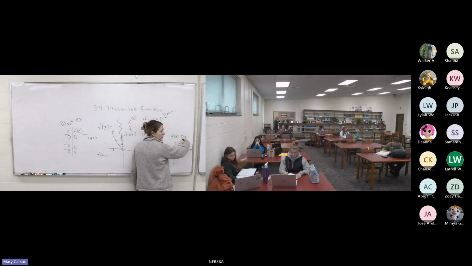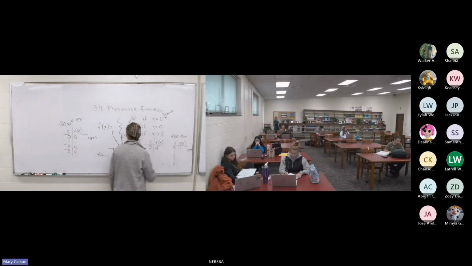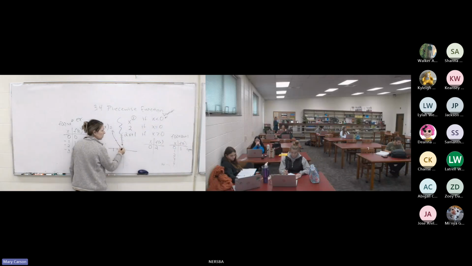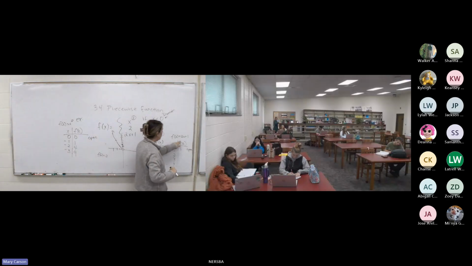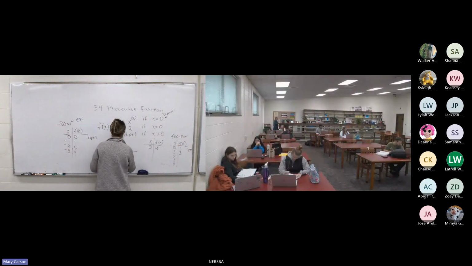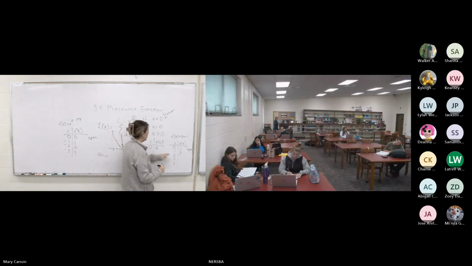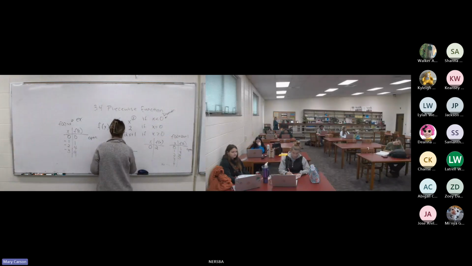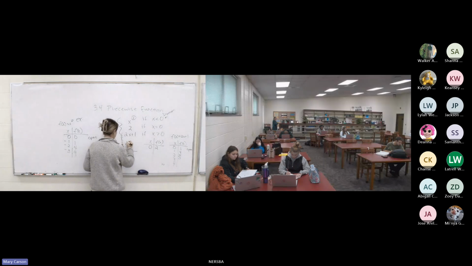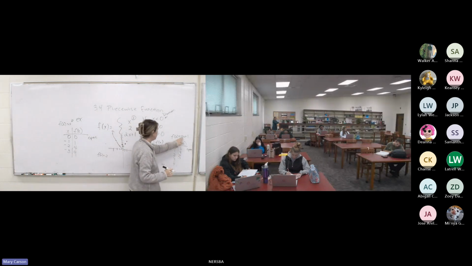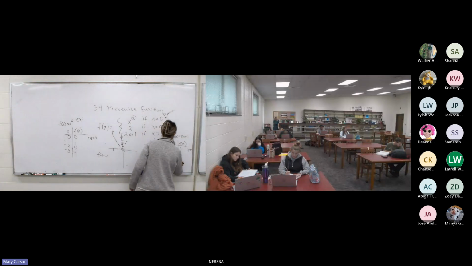Okay, I'm gonna plug in 0 there. 2 times 0 is 0, plus 1 would be 1. So 0, 1 is right here, and this will be an open circle. Now I'm gonna plug in a 1. 2 times 1 is 2, plus 1 is 3. So 1, 3 here. 2 times 2 is 4, plus 1 is 5. So 2, 5. All right, 3, 2 times 3 is 6, 6 plus 1 is 7.